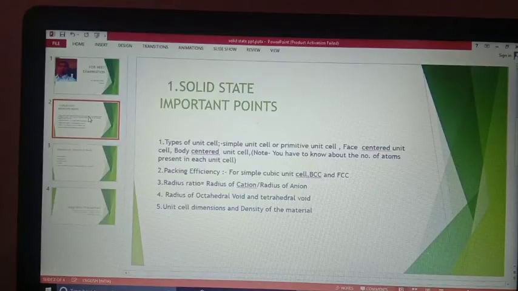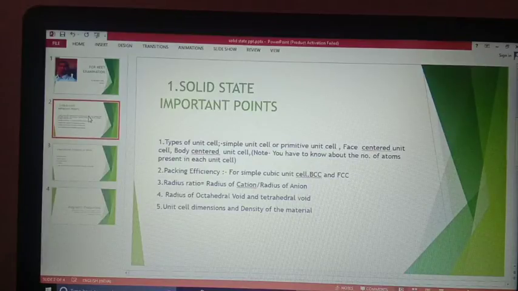And always remember, if you are calculating the radius ratio, it will be 1 or less than 1. It will never come more than 1. If it's coming more than 1, it means you are doing it wrong. So I am giving the ranges. If the radius ratio comes between 0 to 0.15, the coordination number is 2 and the geometry will be linear.